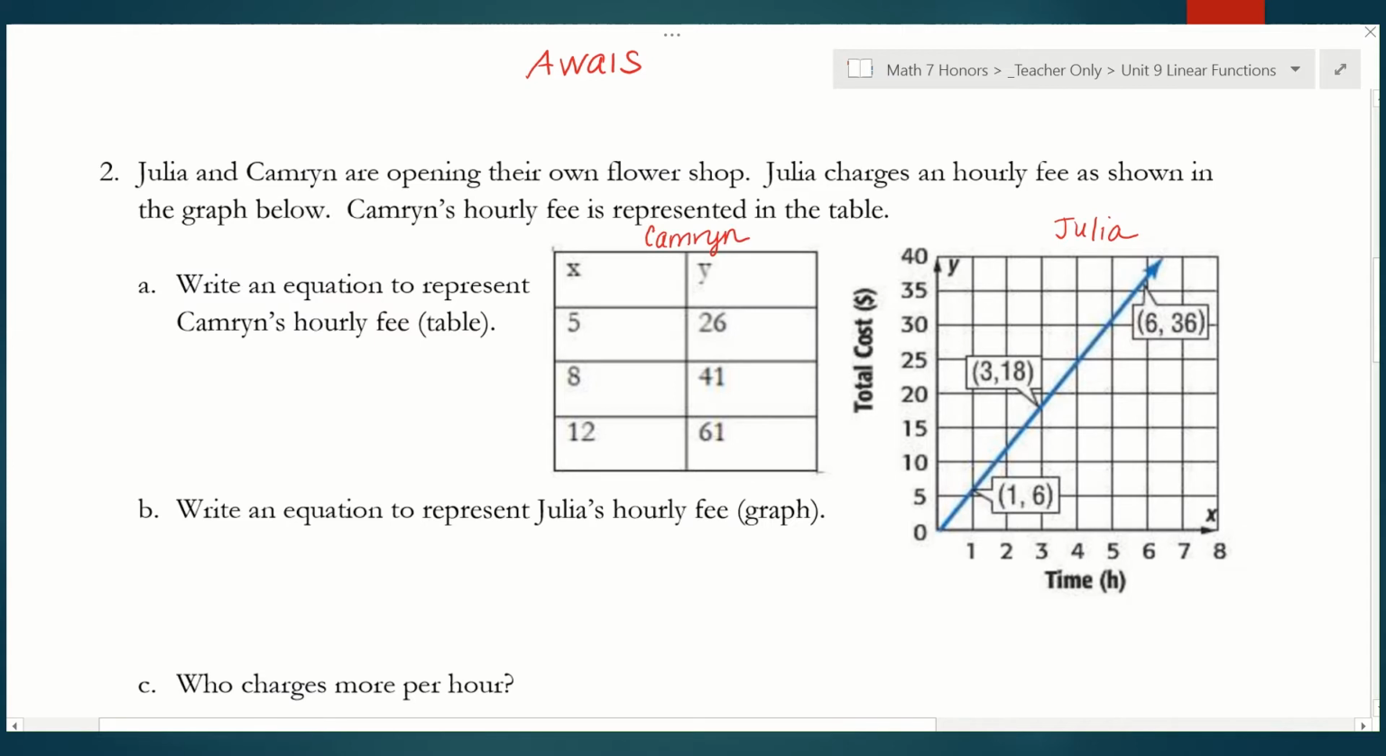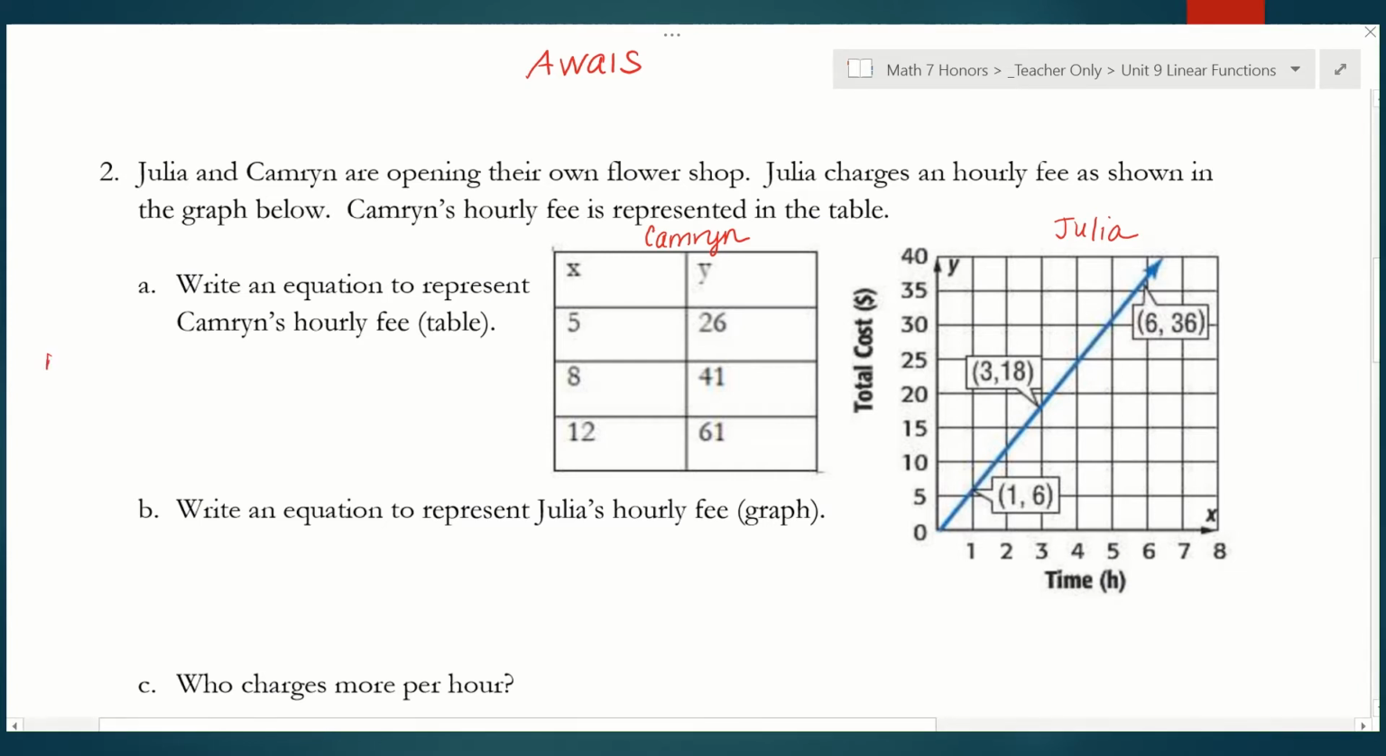So first we need to write an equation to represent Cameron's hourly fee. Looking at Cameron's, which is the table, the first thing I'm going to look for is my slope. I have to figure out if there is a constant change in y and change in x, because remember, slope is change in y over change in x. Looking at the x column, it's going up by 3 and then up by 4. So since it's not constant, I'm going to have to pick 2 points and find the slope between them.